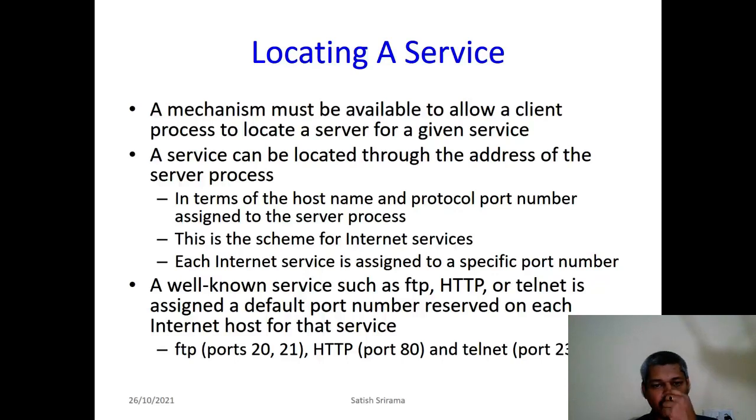Let's first look at how to actually locate a service. A mechanism must be available to allow a client process to locate the server for a given service, so the protocol should specify that. A service can be located through the address of the server process, in terms of the host name and the port number assigned for that particular server process. We can use that information to locate it.